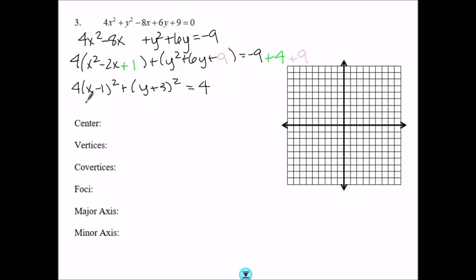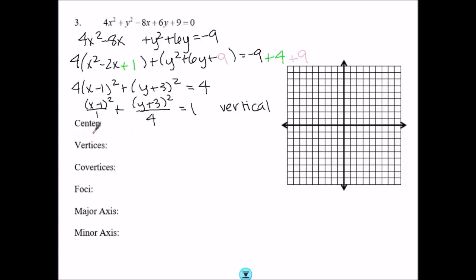This will give us a final equation of (x minus 1) squared over 1, because we divide by 4, so we have 4 divided by 4, which simplifies to 1, plus (y plus 3) squared over 4, because we're dividing by 4, equals 1. So now we need to figure out if this is a vertical or a horizontal ellipse. So we look at the denominators. The larger denominator occurs with the y. So that means that the larger dimension is going to be the y dimension, meaning that this is a vertical ellipse.